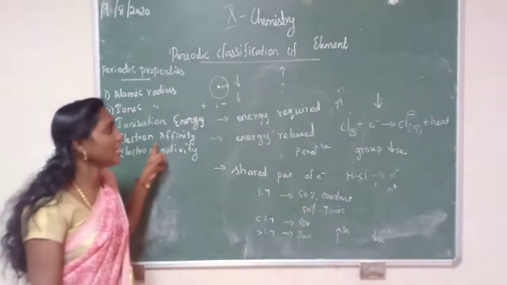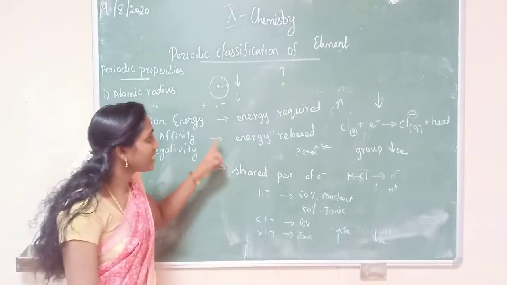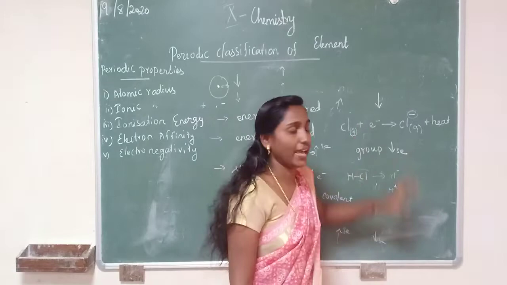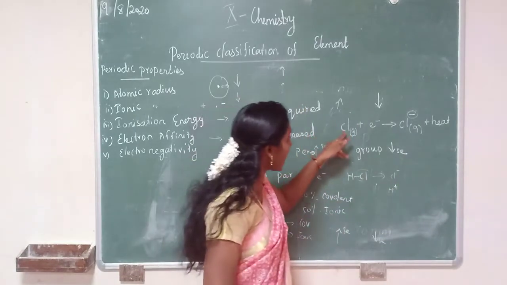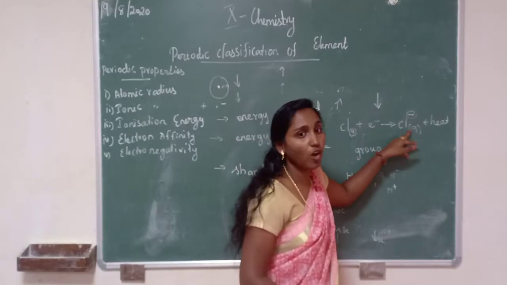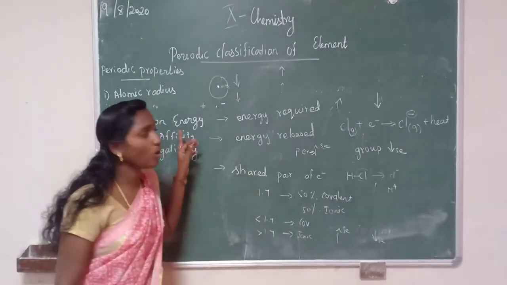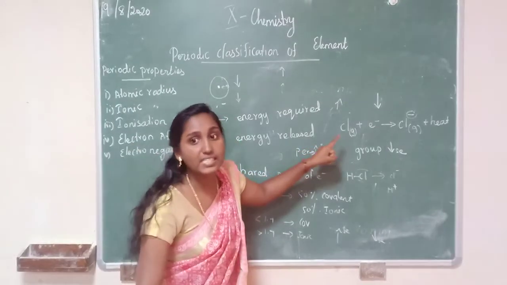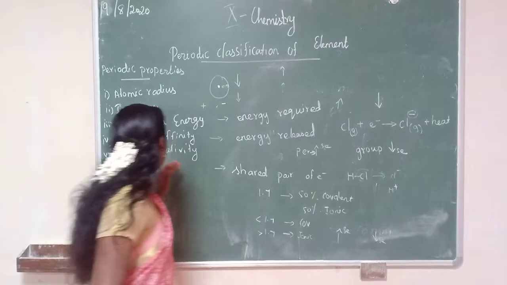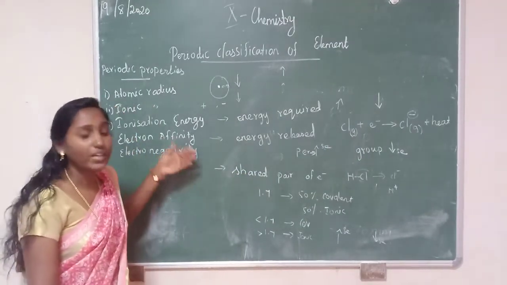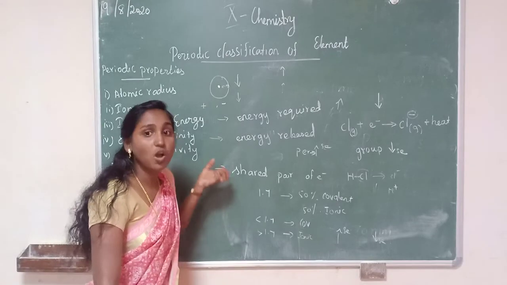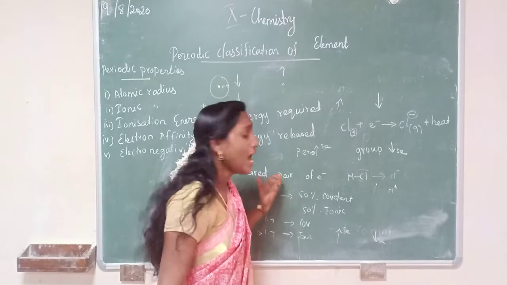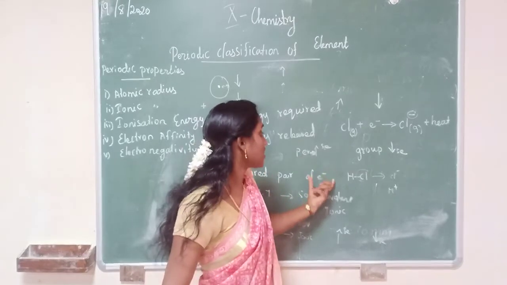Then electron affinity. Electron affinity means the energy released when a gaseous atom gains an electron to form an anion. In electron affinity, it increases in a period and decreases in groups. Then electronegativity means the tendency of an atom to attract the shared pair of electrons in a covalent bond.